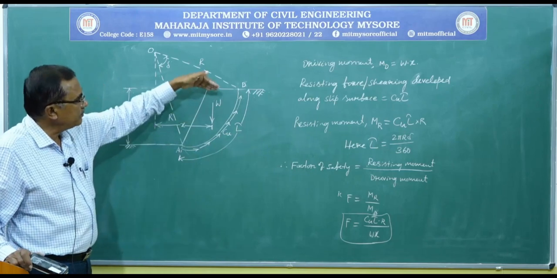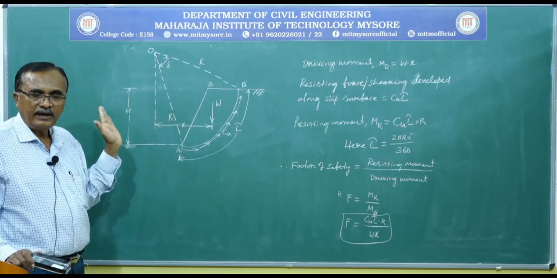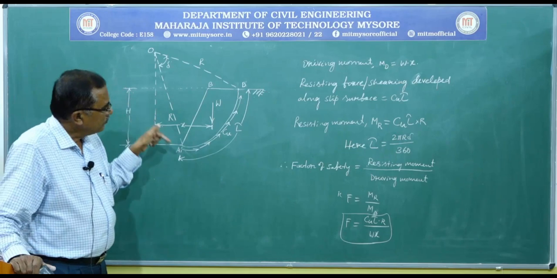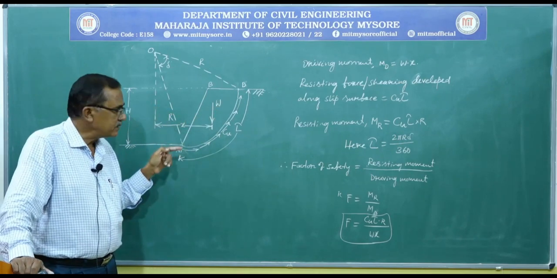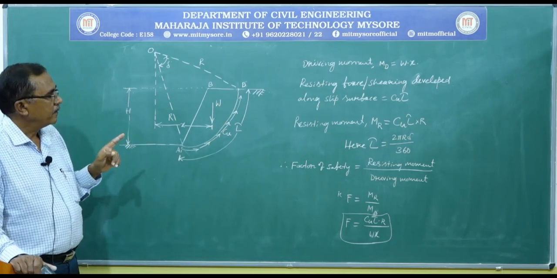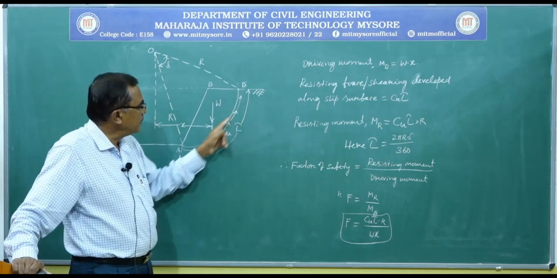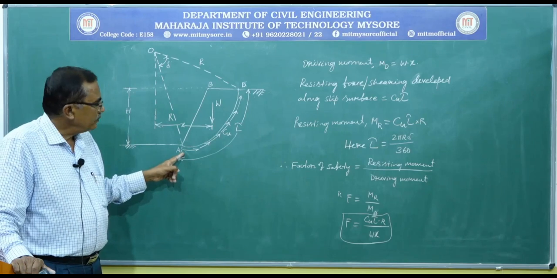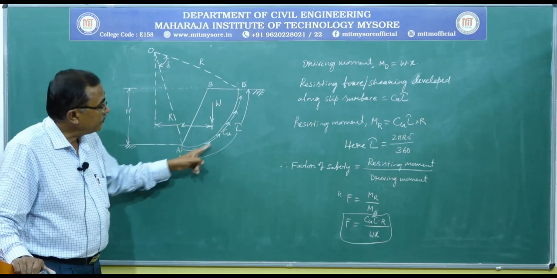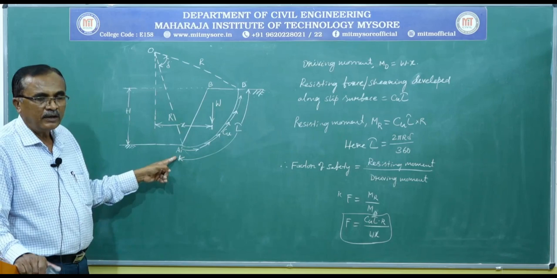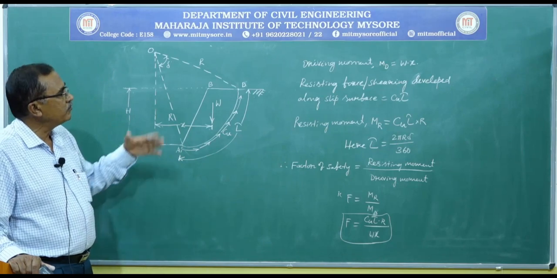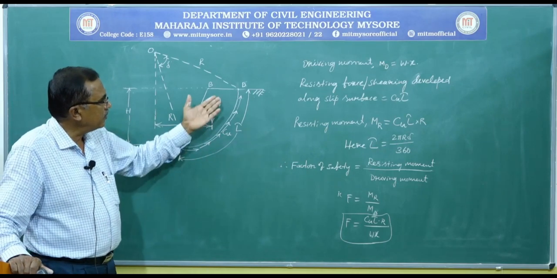Driving means it will drive the soil wedge in the downward and forward direction to fail, hence it is called the driving moment. Next, for this driving, for this sliding, there is always an opposition along the slip surface, and that opposition is due to the unit cohesion. Unit cohesion acts all along the trial slip circle. Unit cohesion along with the length of the arc gives us the shearing resistance or resisting force against the driving.